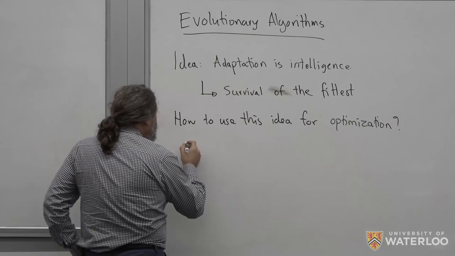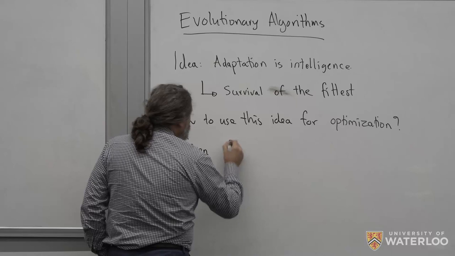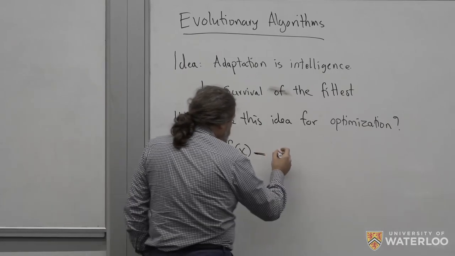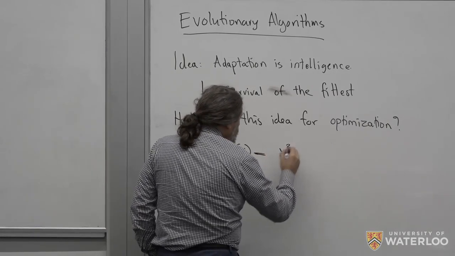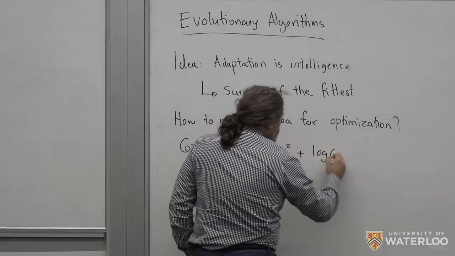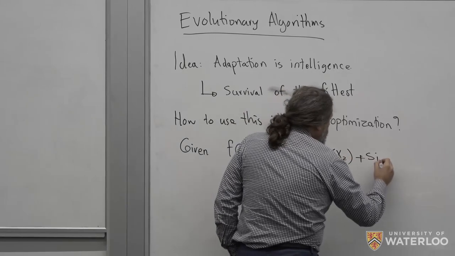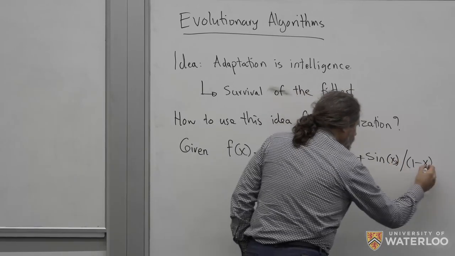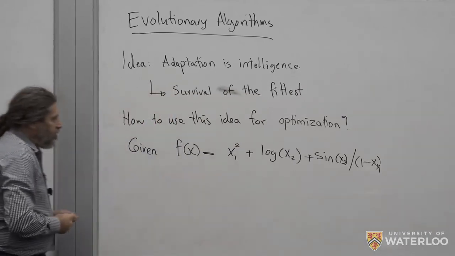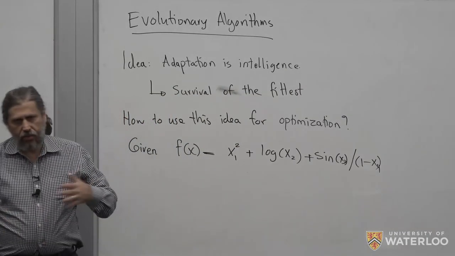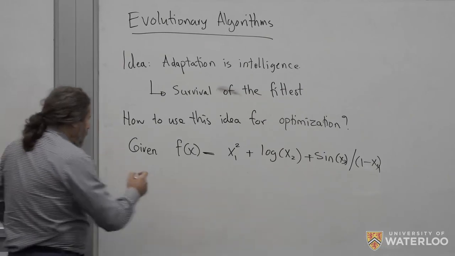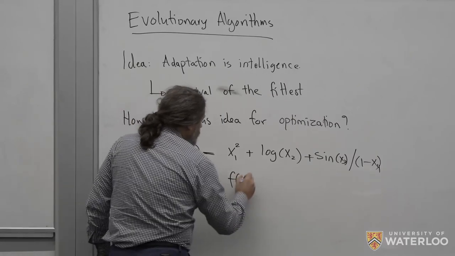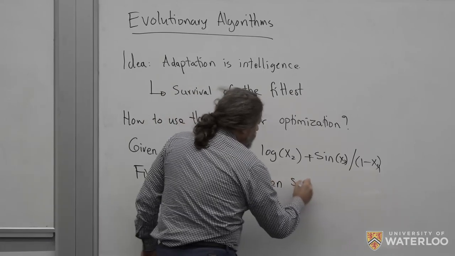So let's say given is a strange function. Let's say I have a function f of x, and I just come up with something really arbitrary. Let's say x1 squared plus log of x2 plus sine of x3 over 1 minus x4. Sorry, this is x3 and this is x4. So I have a function that has four variables, x1, x2, x3, x4. And for some reason, I want to find the maximum of f of x given some constraints.